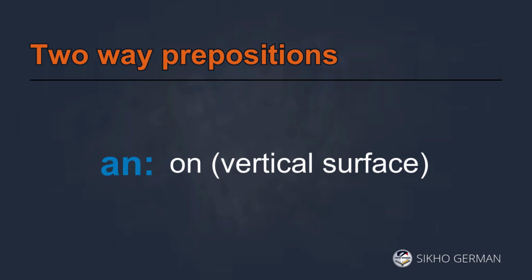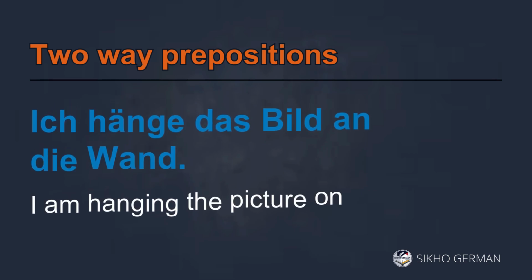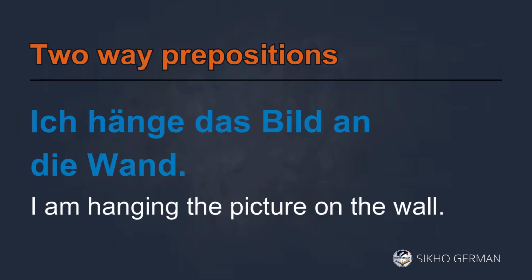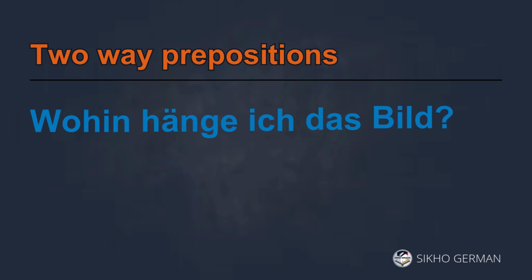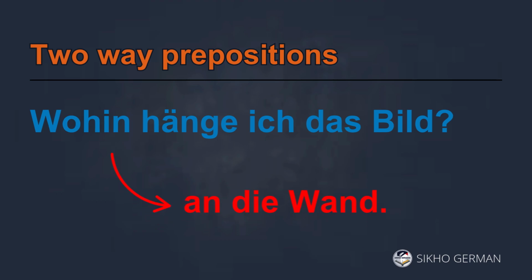Let's start with an, on, for vertical surfaces like walls. Ich hänge das Bild an die Wand. I am hanging the picture on the wall. This uses accusative because there's movement. The picture is being moved onto the wall. Ask yourself, wohin hänge ich das Bild? Where am I hanging the picture to? Answer, an die Wand, onto the wall. The feminine article die stays die in accusative.